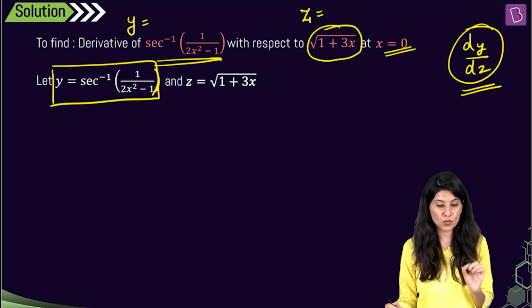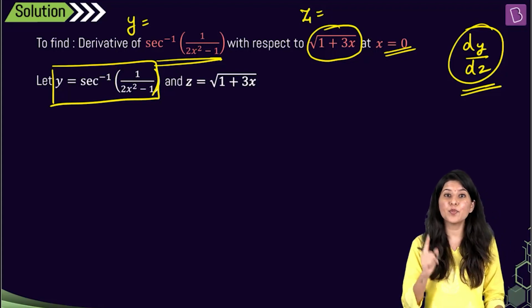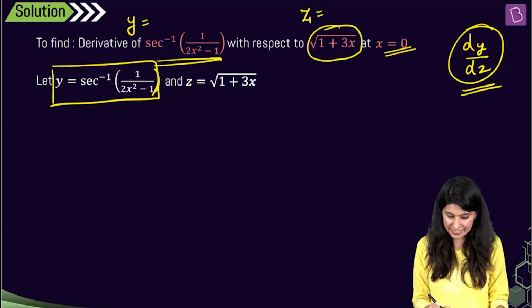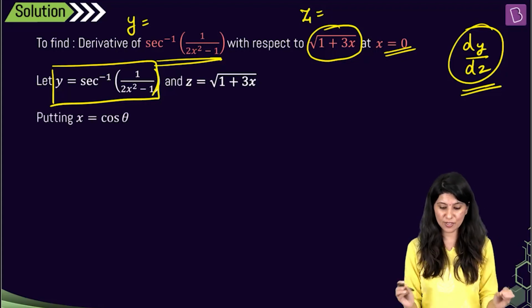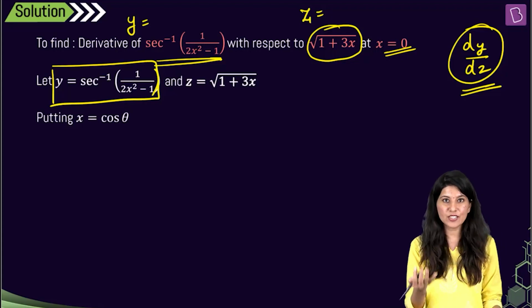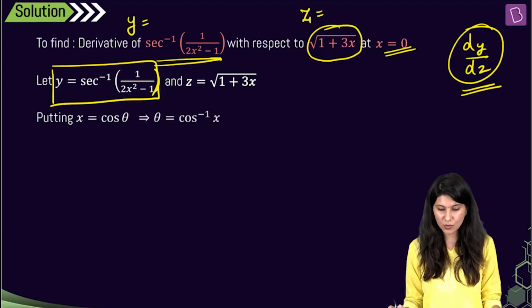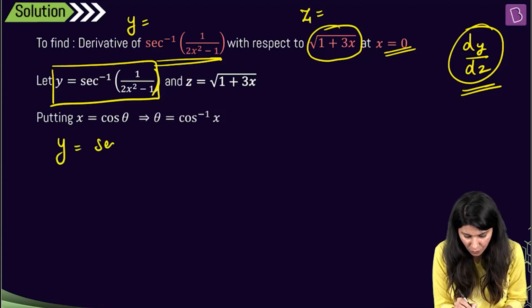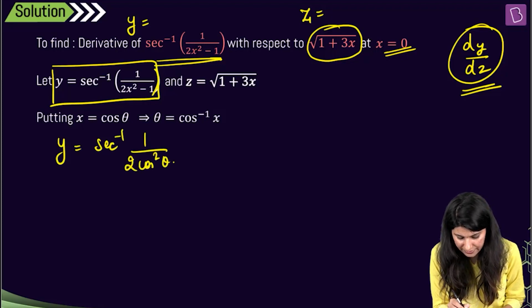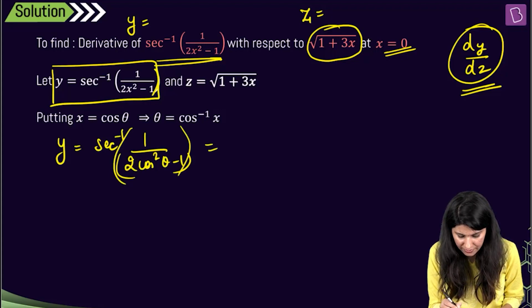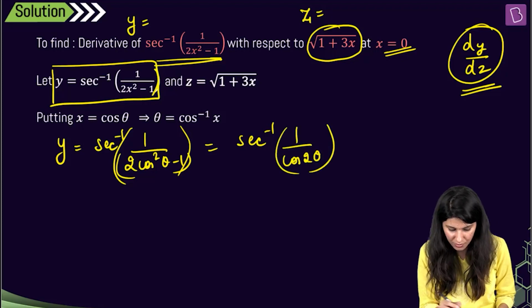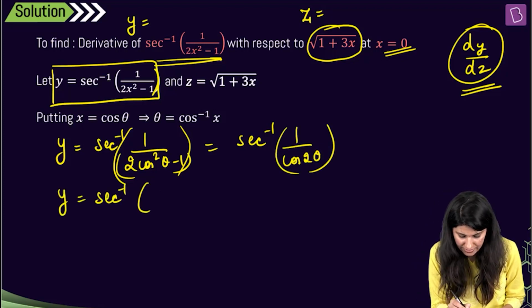Now 2x square minus 1 means if you put x equal to cos theta, you get 2 cos square theta minus 1. Yes. 2 cos square theta minus 1 is what? Cos 2 theta. That means x equal to cos theta is a smart substitution over here. So if x is cos theta, you all know that theta is nothing but cos inverse x. So y would be equal to, you tell me what? Sec inverse (1 by 2 cos square theta minus 1). That would be equal to sec inverse (1 by cos 2 theta). And that would be equal to sec inverse sec 2 theta.